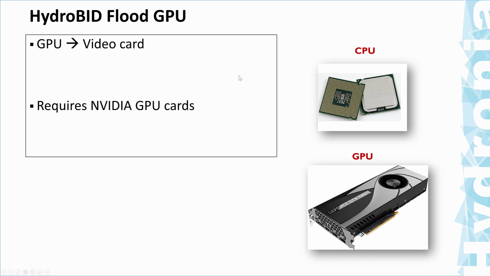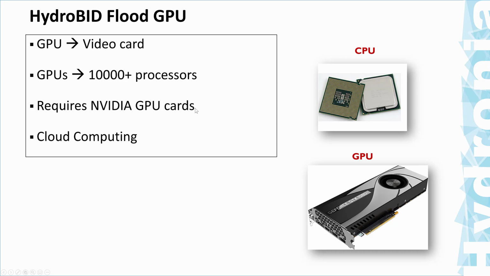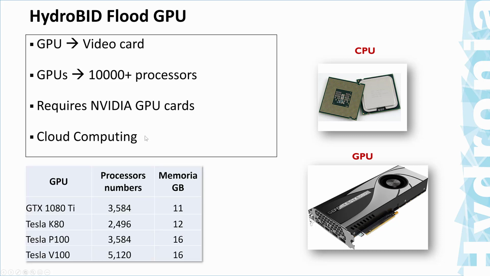Now, Hydrobid Flood can use GPU cards. The GPU cards are video cards that allow the model to run in multiple processor mode. Nowadays, we have cards that have more than 10,000 processors. That's the case of an NVIDIA 3090. So any NVIDIA card can be used to run the model, and that allows the model to run much faster. You can use cloud computing as well. You can install the model in a cloud like Google Cloud and that will also help the model run much faster.